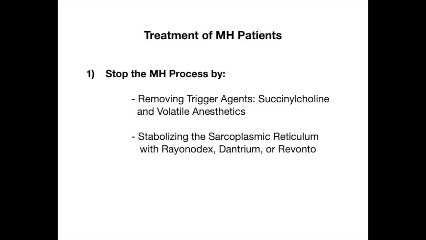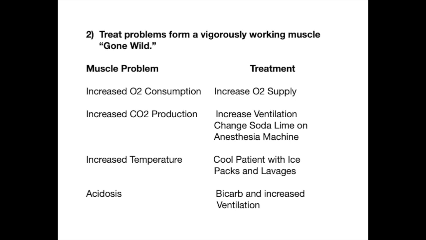First, we're going to stop the MH process by removing trigger agents, which are succinylcholine and the volatile anesthetics. Next, we're going to stabilize the sarcoplasmic reticulum with either Ionodex, Dantrium, or Rivanto. Next, we're going to treat the problems that come from a vigorously working muscle that has gone wild and out of control.